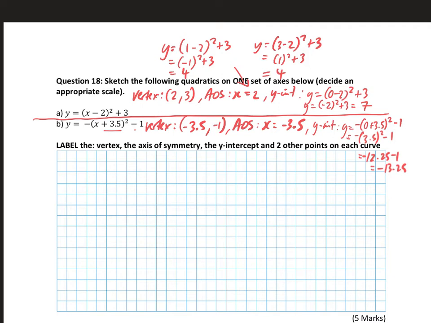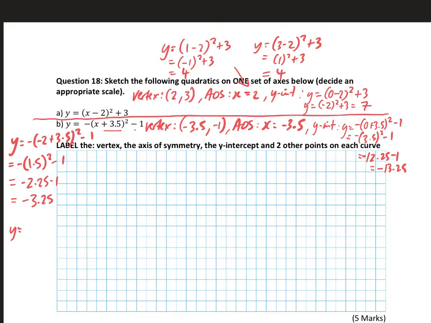So we've got the axis of symmetry is at negative 3.5. So I'm going to do when x is equal to negative 2. So negative 2 plus 3.5 squared, take 1. Negative 2 plus 3.5 is going to be 1.5 squared, take 1. 1.5 squared, I believe that's 2.25, but I'll just check. 1.5 squared, 2.25, negative 2.25, take 1. Negative 3.25 when x is equal to negative 2.